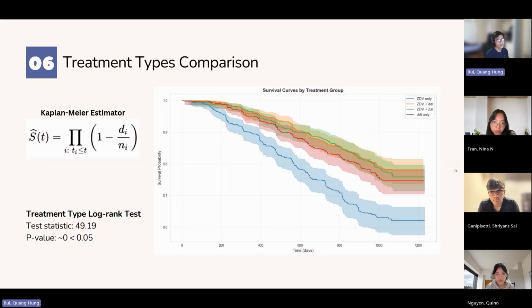To further compare the effectiveness between treatments, we use the Kaplan-Meier estimator, which is a gold standard for time-to-event data like this one, which measures the probability of a patient to survive past day T, with significant differences between the curves tested by the log rank test. We can see that ZDV plus DDI has the best survival probability over time, and the ZDV only treatment is drastically lower.